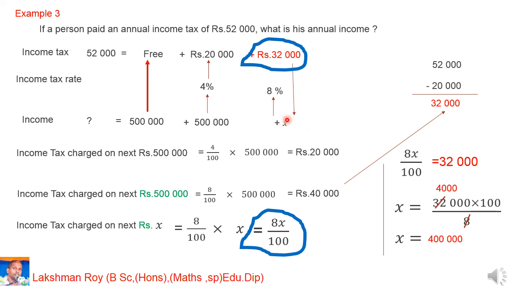Now we can calculate his total income, right? So what is annual income? 500,000 rupees, this 500,000 rupees, and here x is 400,000 rupees. So if you add those three, you get 1,400,000 rupees. So this is his total annual income, right?